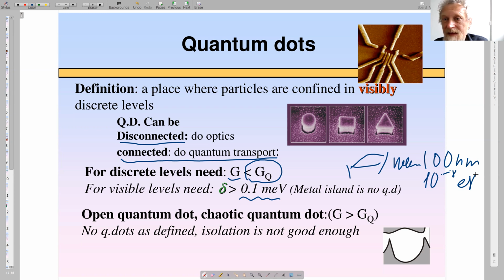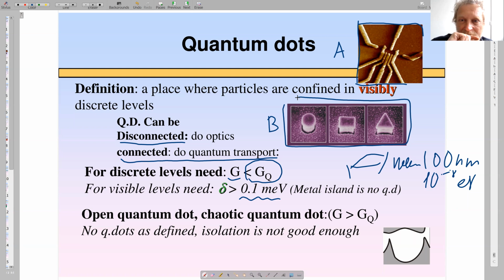Good. I guess we need to have some orientation. So here there are some pictures of quantum dots. Let me call it picture A, and let me call it picture B. And again, it's training for multiple choice questions. Which dots are disconnected, A or B? Please put your answers to the chat.